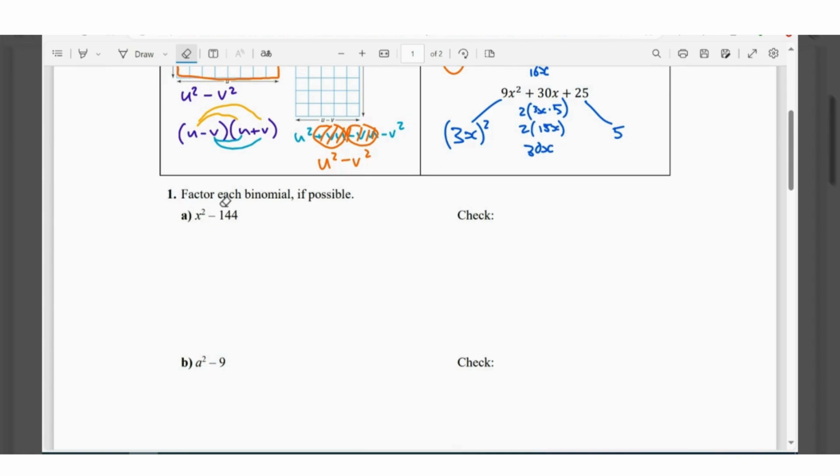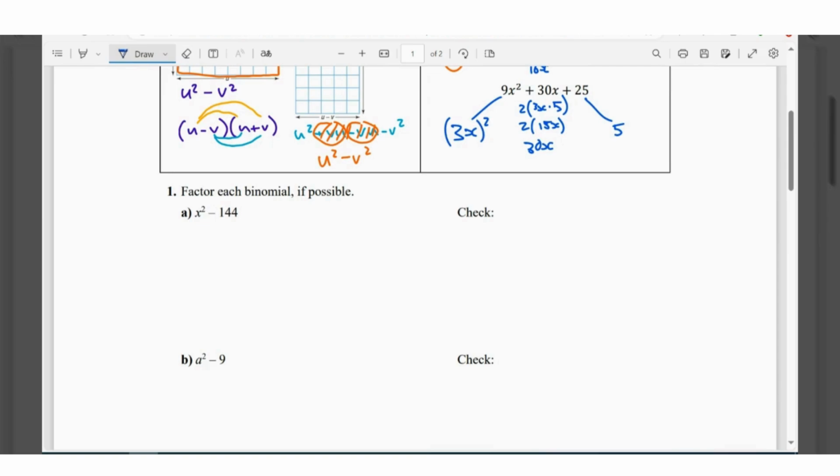Here we're factoring each binomial, so we're looking for likely a difference of squares. Here, x squared is a perfect square. That's x times x. And here, 144 is a perfect square as well. That's 12 times 12. And the thing you need to remember when you're doing the difference of squares is that you're going to have an x 12 times an x 12, but one has to be positive and one has to be negative because you want to end up with a difference of squares. So it needs to end up being a negative 144. So let's check. We got x plus 12 and x minus 12.